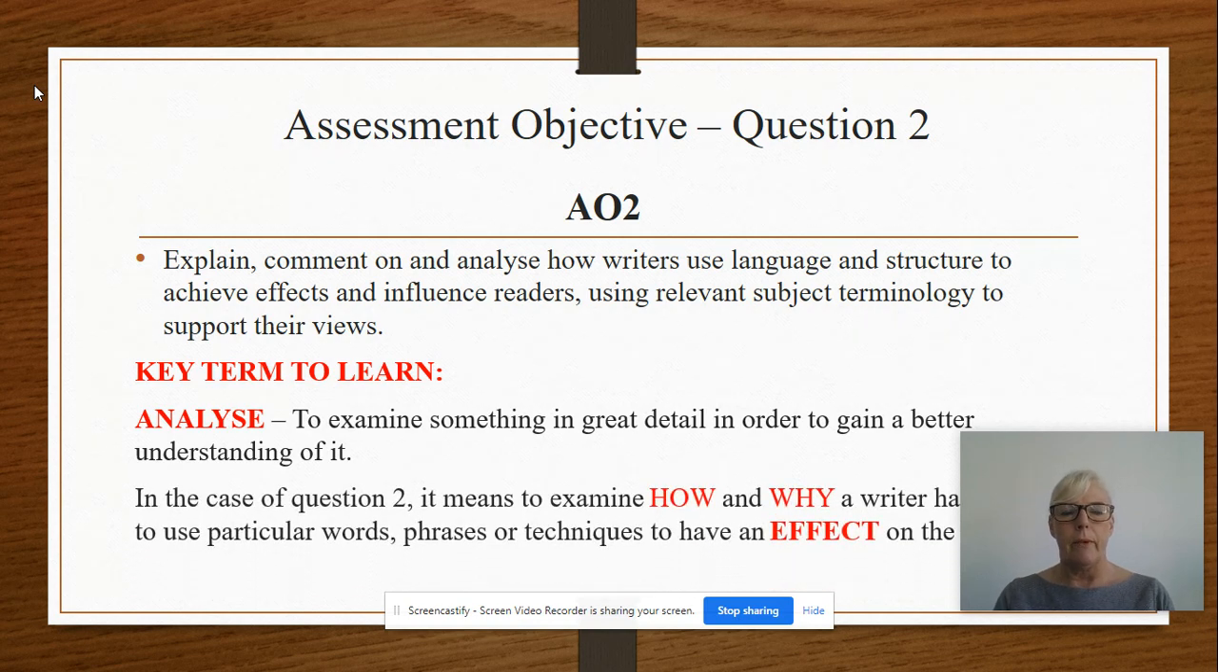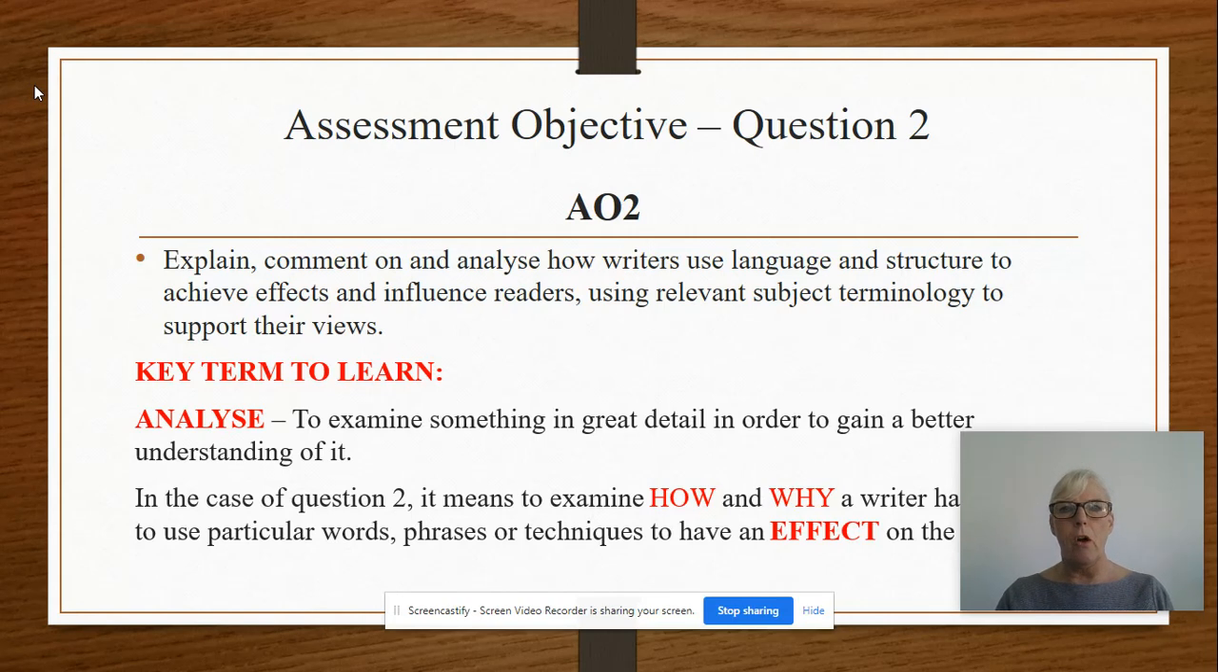So here we have a little note there for you. In the case of question 2, it means to examine how a writer has developed an effect, why a writer has chosen to use particular words, maybe phrases, or techniques such as extended metaphor, similes, figurative language to have an effect on the reader. Most important thing.